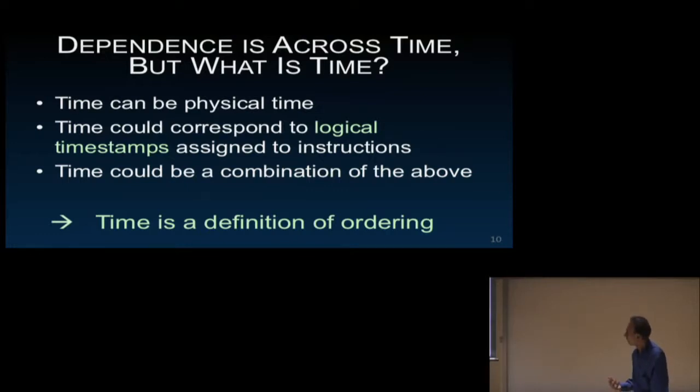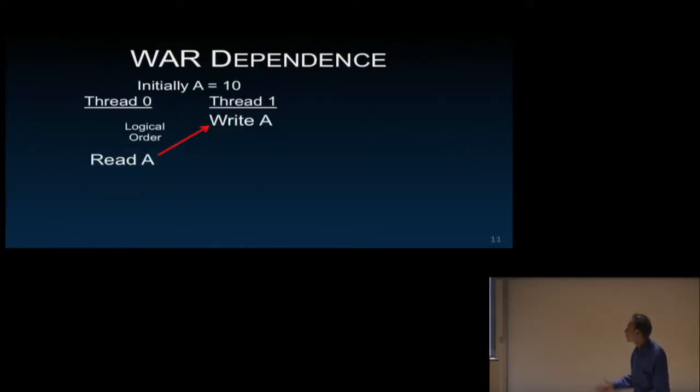So time is really a definition of ordering, and you can define the ordering based on a combination of physical time and logical time. Let me give you a simple example of how these could be different, and how this would affect the WAR dependence, the write after read dependence that I just talked about. The initial value of the variable A is 10. Thread 0 wants to read A, and thread 1 needs to write A. And we have a WAR dependency here.